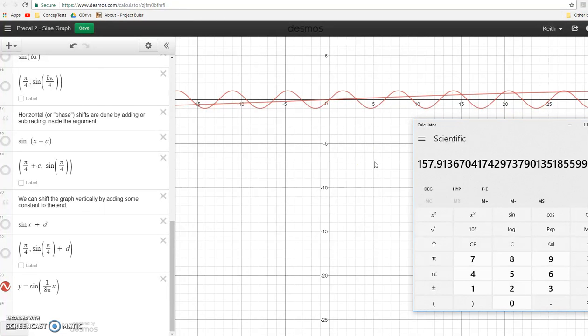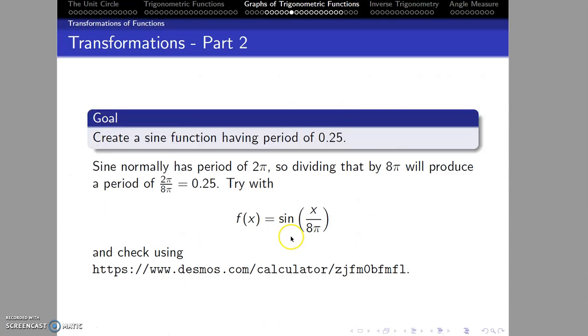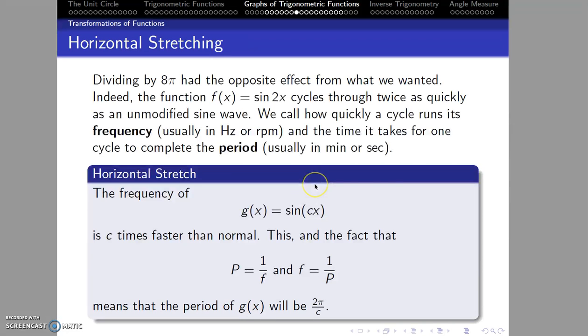See, what happened here is the opposite of what we wanted. If I divided by 8 pi, I did not shorten the period by a factor of 8 pi. I actually extended the period by a factor of 8 pi. So this did the exact opposite of what I wanted. I wanted to shorten it, instead I lengthened it. So let's kind of stop and figure out why that is.